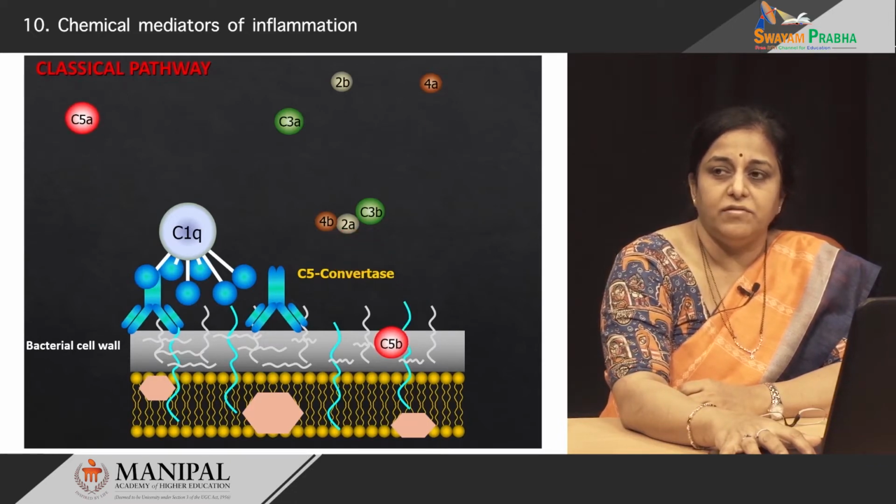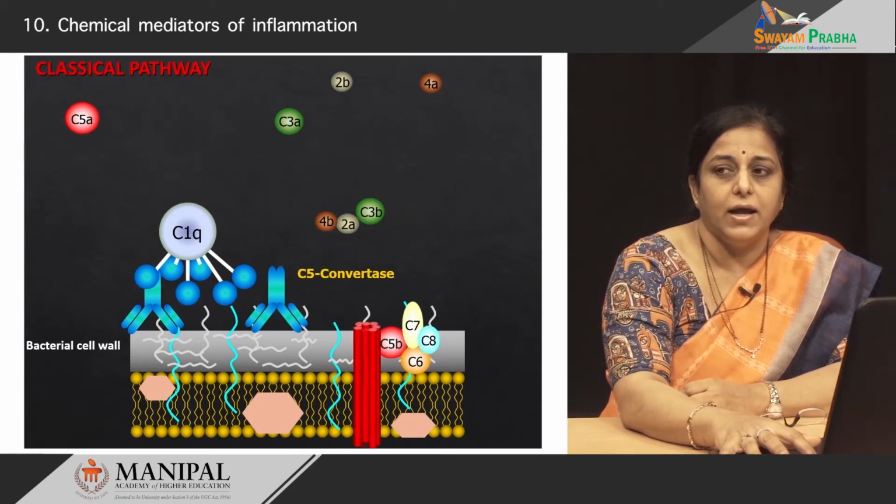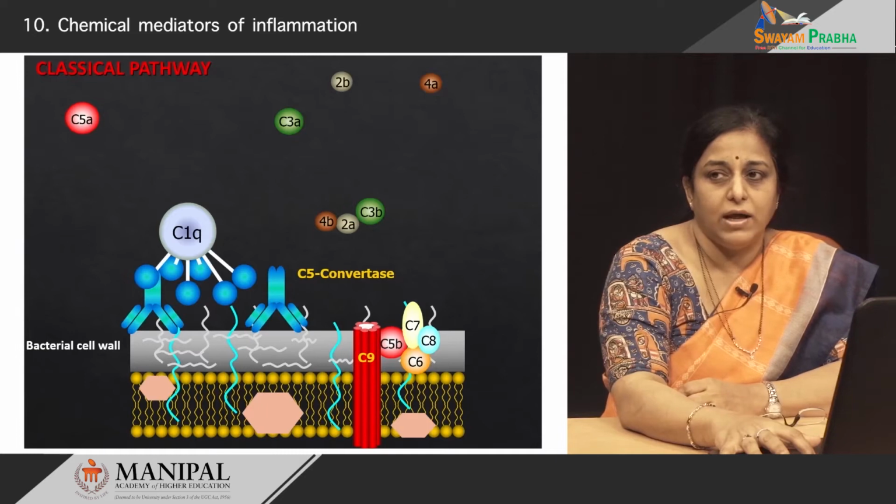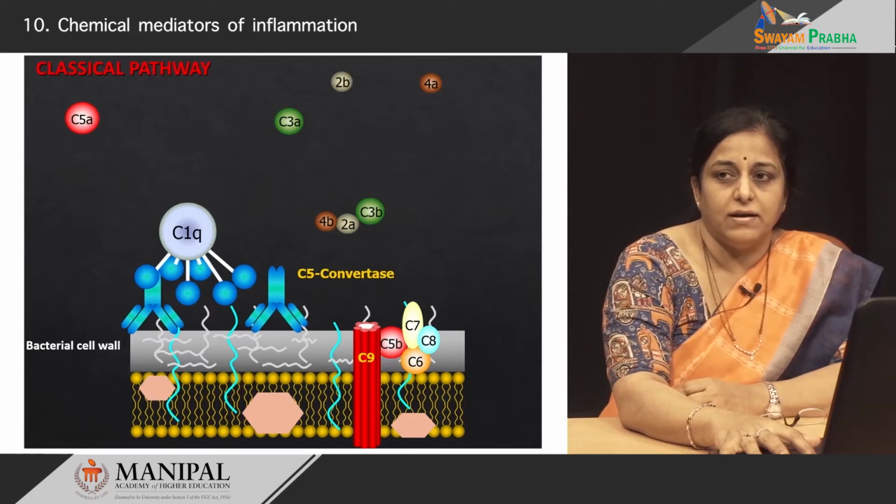Now, the C5B that is generated here binds to the bacterial cell wall. Now, this consecutively activates C6, C7, C8 and several of C9, which forms a pore or drills a hole into the membrane of the bacterial cell wall, resulting in cellular lysis. So, this is the classical pathway.